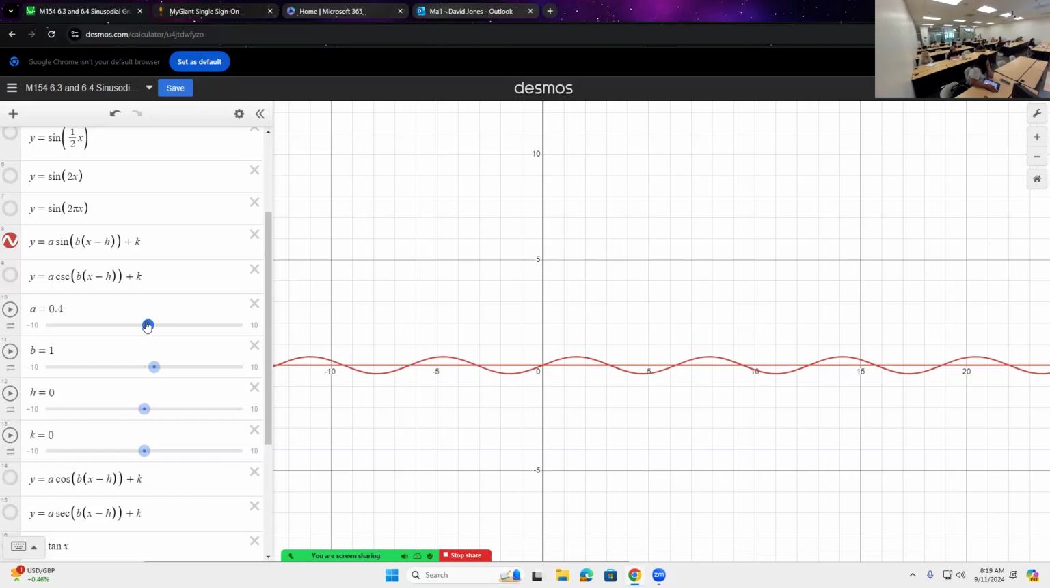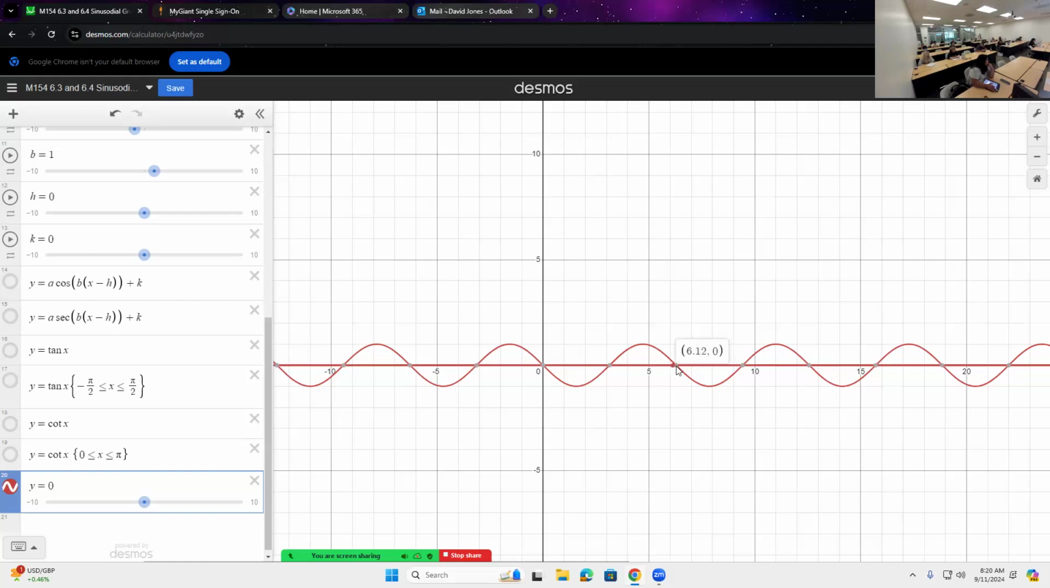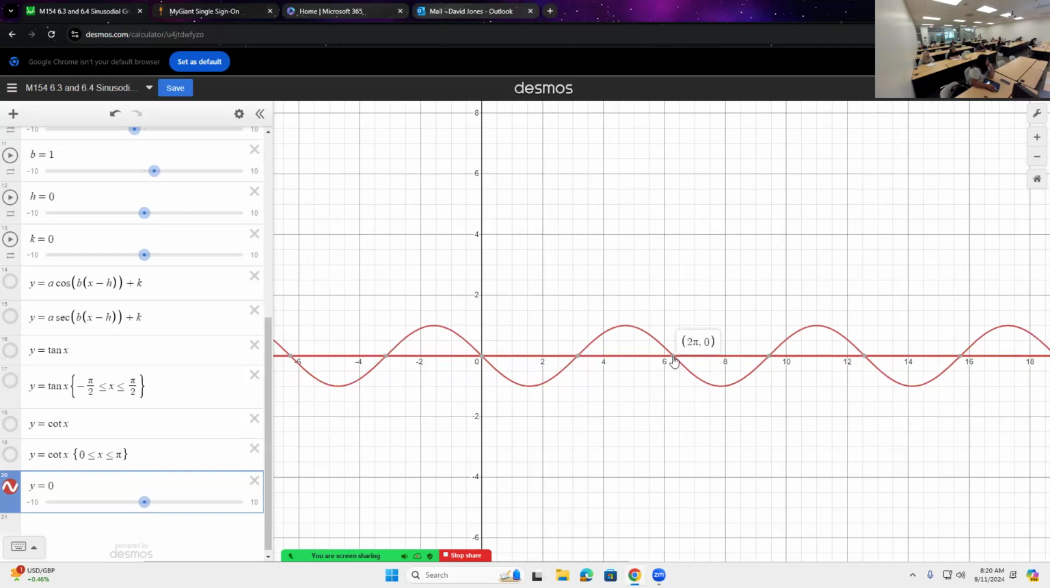What do you think happens when A is negative? It flips over. So if we do A equals -1, now rather than going up first, it goes down first. But it is still repeating over a period of 2 pi.